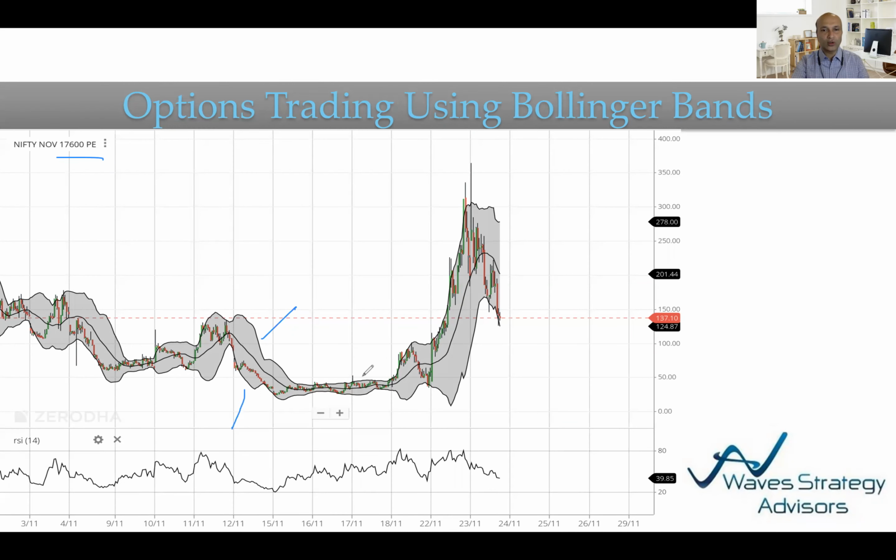Now here, if you look, you will see these bands have been contracting in a very narrow range. Post this contraction, when you see the bands start expanding, so the upper band will go up, the lower band will go down, and then you see the first candle closing above the upper end of the band, that is an indication that prices are breaking out. So you can then buy on the next candle high being taken out, keeping the low of the swing as a stop loss.